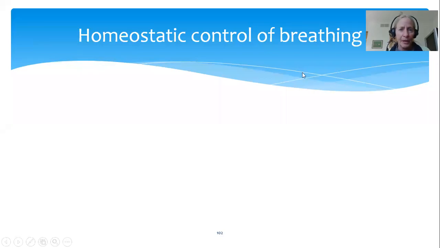Now that we've talked about how oxygen and carbon dioxide are carried in the blood, I want to talk about homeostatic control of breathing. How does your body maintain homeostasis in all of your gas concentrations in your body?